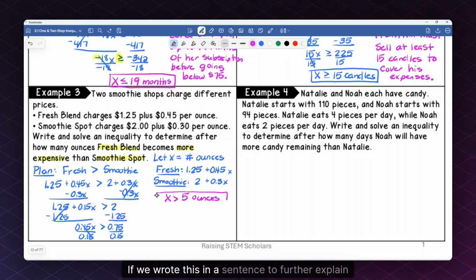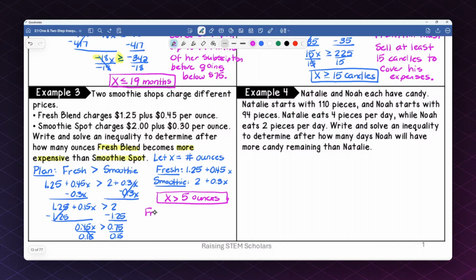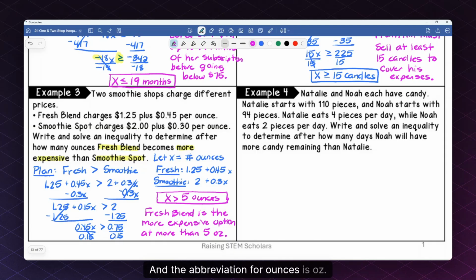Alrighty, if we wrote this in a sentence to further explain what this means, it is that Fresh Blend is the more expensive option at more than 5 ounces. Okay, and the abbreviation for ounces is oz.